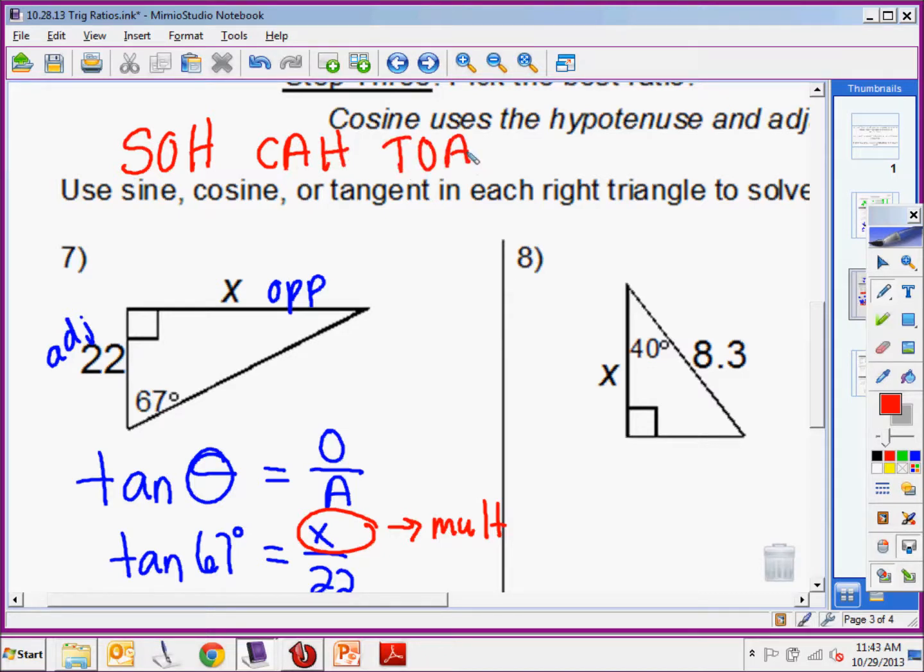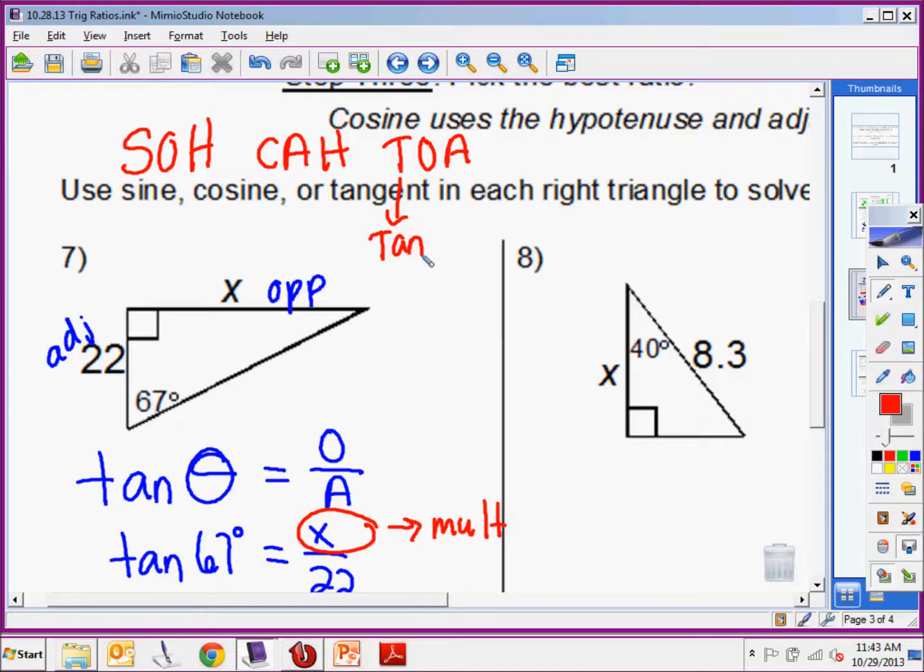Which abbreviation involves O and A? T. And what does T stand for? Tangent. So that's why we're using the tangent ratio, because it involves our opposite side and our adjacent side. So we set up the ratio: the tangent of our unknown angle equals opposite over adjacent.